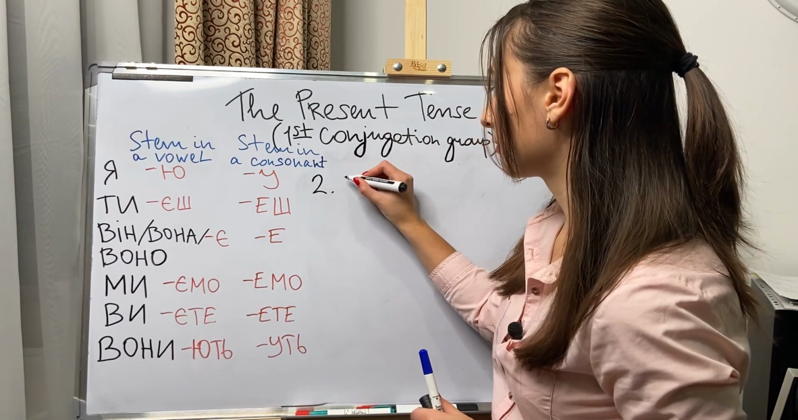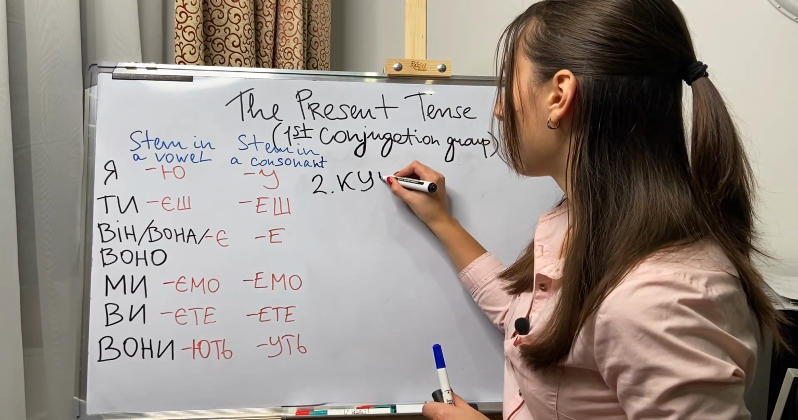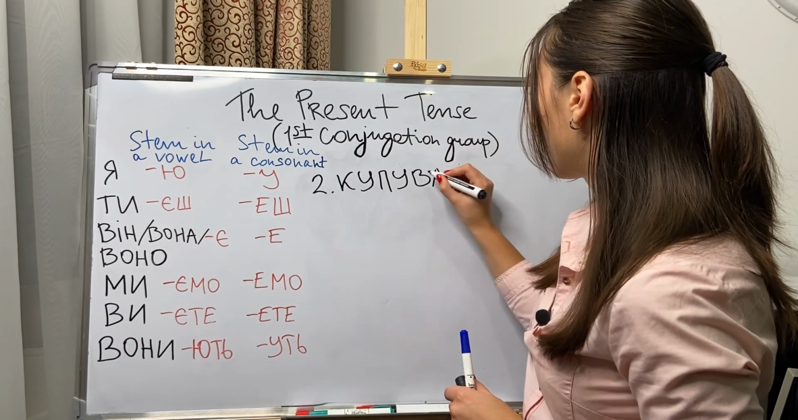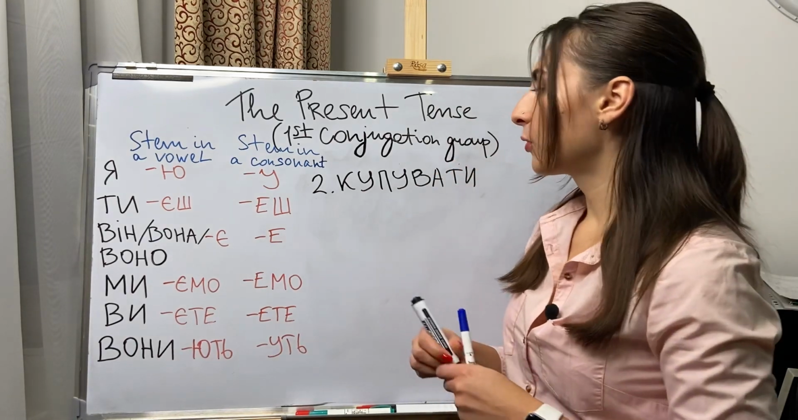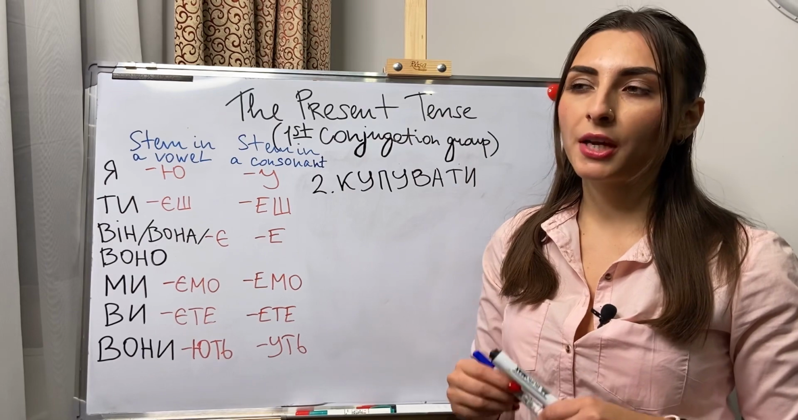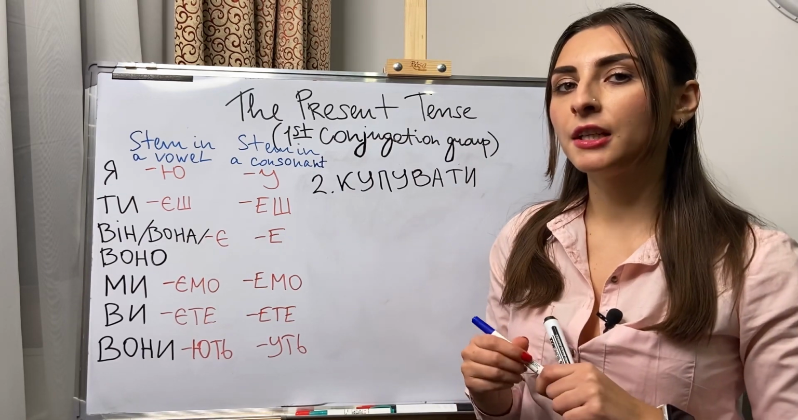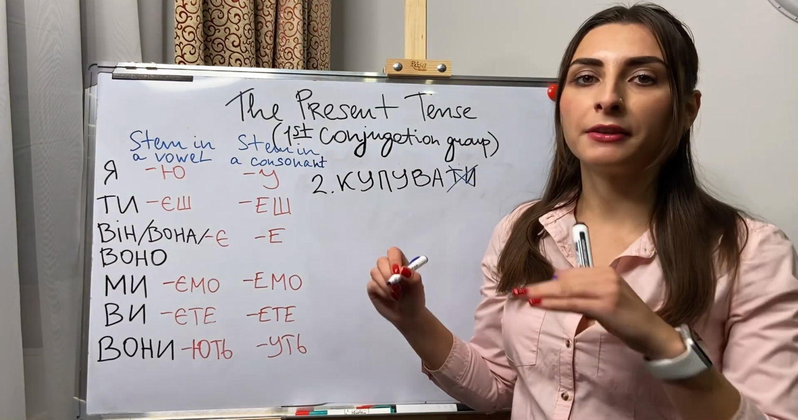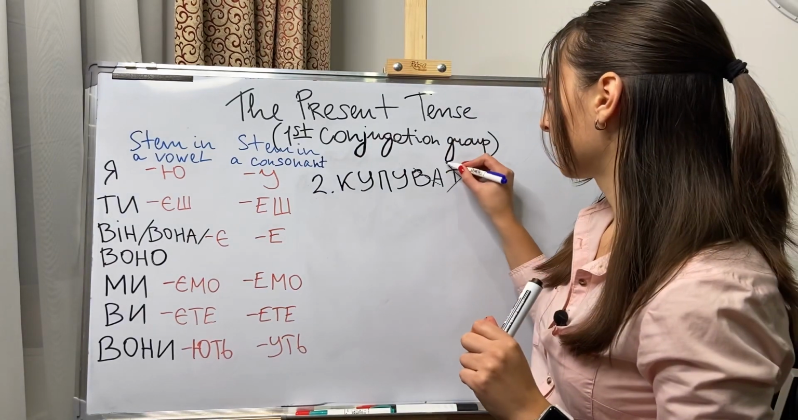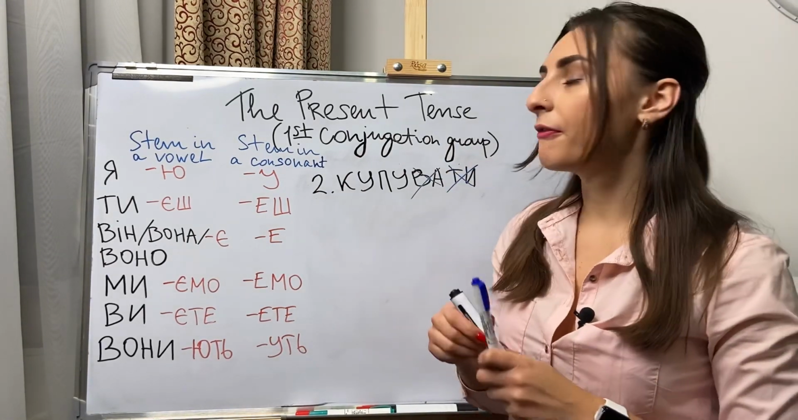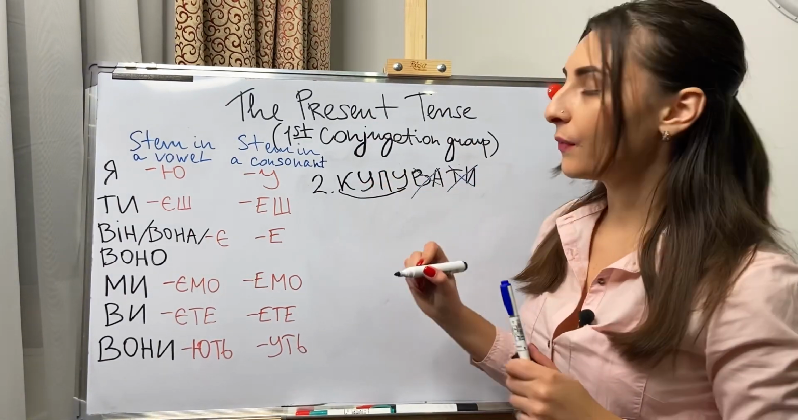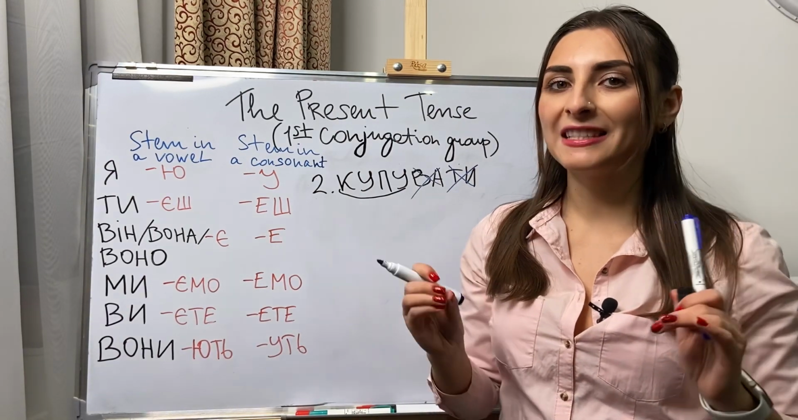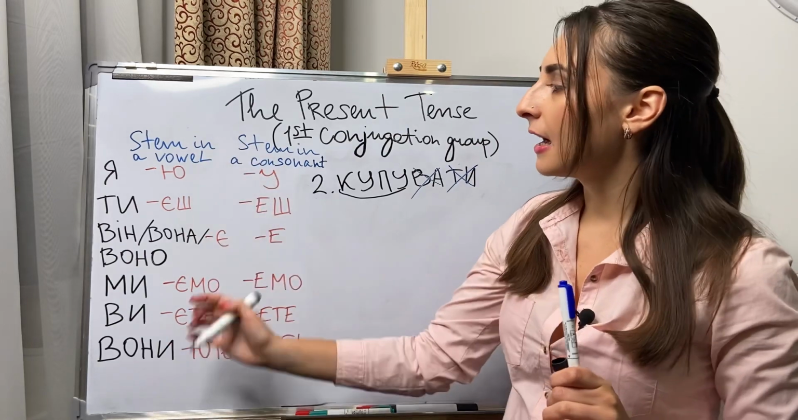For example, the verb купувати. Купувати means to buy. And when you have to conjugate it, you think, okay, I need to drop the infinitive ending ти. But here, if you see also the ending va, you also have to drop it. And then you have the stem купу. We dropped ending vati. The stem купу ends in a vowel. Then you have to use this kind of endings.